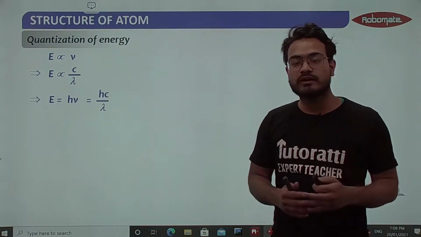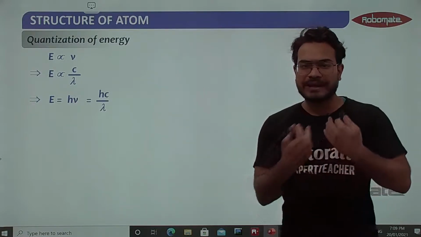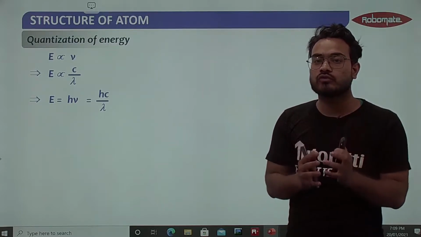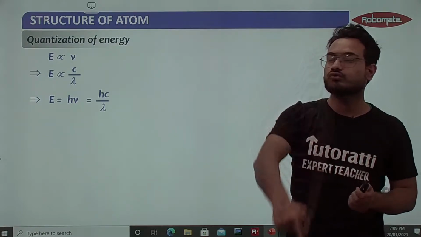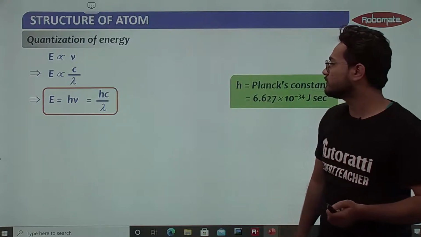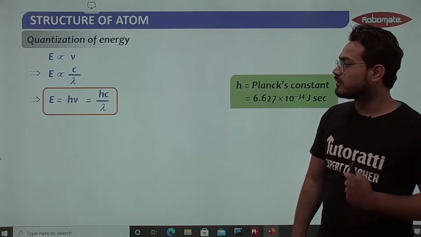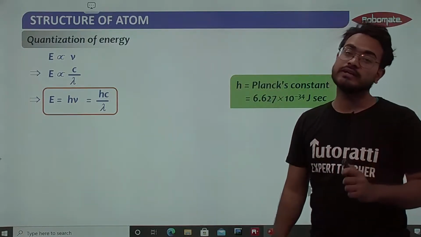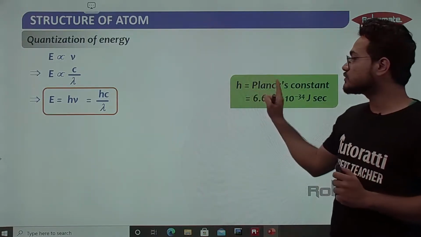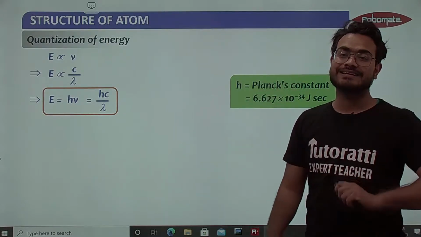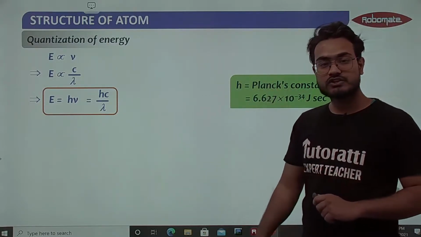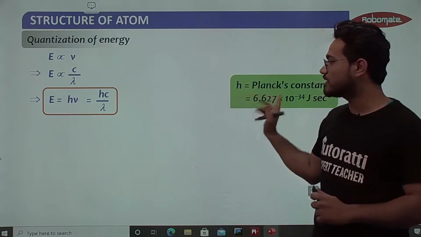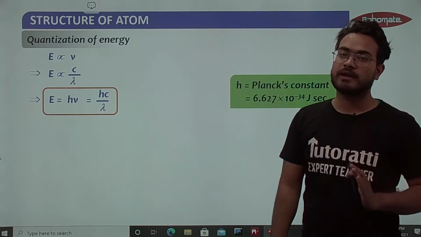If there are n number of photons coming at me, and I have to calculate the energy of all the photons, then I will have to add the number of photons also. But before that, the value of Planck's constant, it is very important that you remember this value. It is 6.62 into 10 to the power minus 34 joule second. You have to remember this value. It will be used in your numericals.